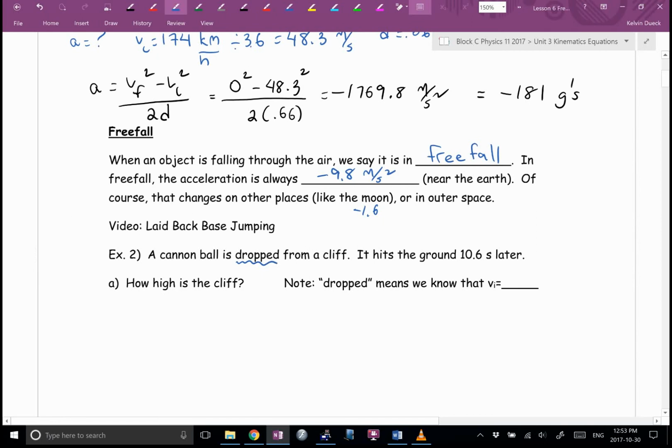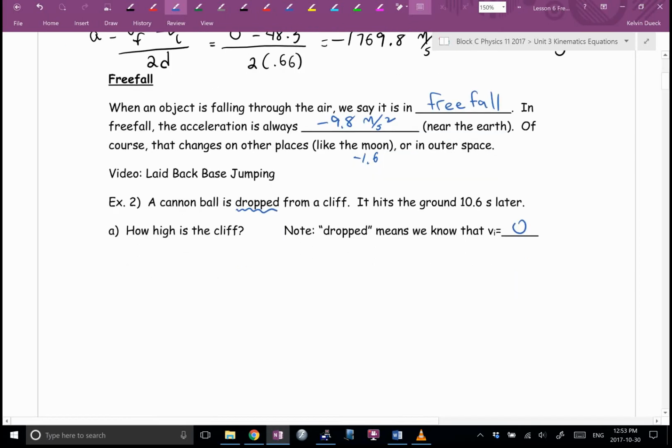If I ever use the word dropped, we can assume that vi is equal to what? When you drop something, what's your initial velocity? I'm not going to mention that one again either. I'll use the word dropped. vi is 0. It hits the ground 10.6 seconds later.